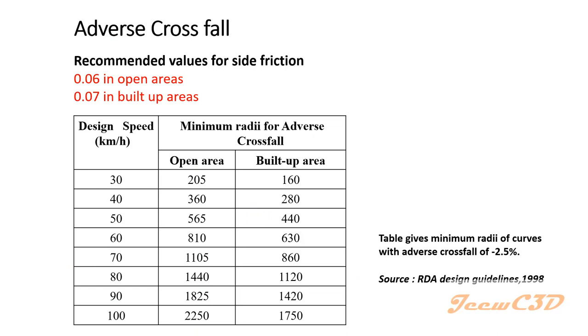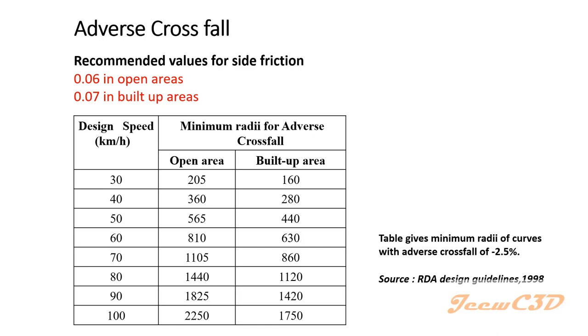So there won't be any super elevation. That super elevation would be replaced by the normal cross fall. So we will be learning it more clearly when you are learning about the super elevation section. But for the moment, you have to understand, if your curve radius is greater than the adverse cross fall, you have to use normal cross fall for the road. That's about adverse cross fall.